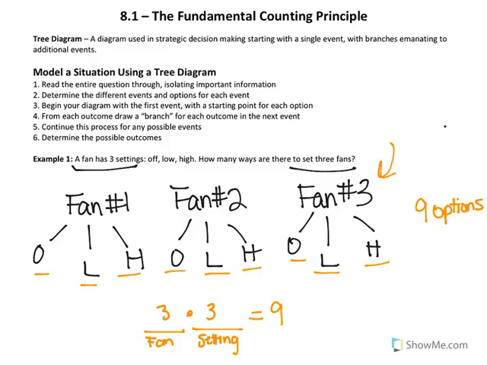So obviously tree diagrams are not going to be super realistic in real life because having to draw those out will be painful, especially when we're starting to deal with big numbers. So we use the fundamental counting principle because it gets us the same answer.